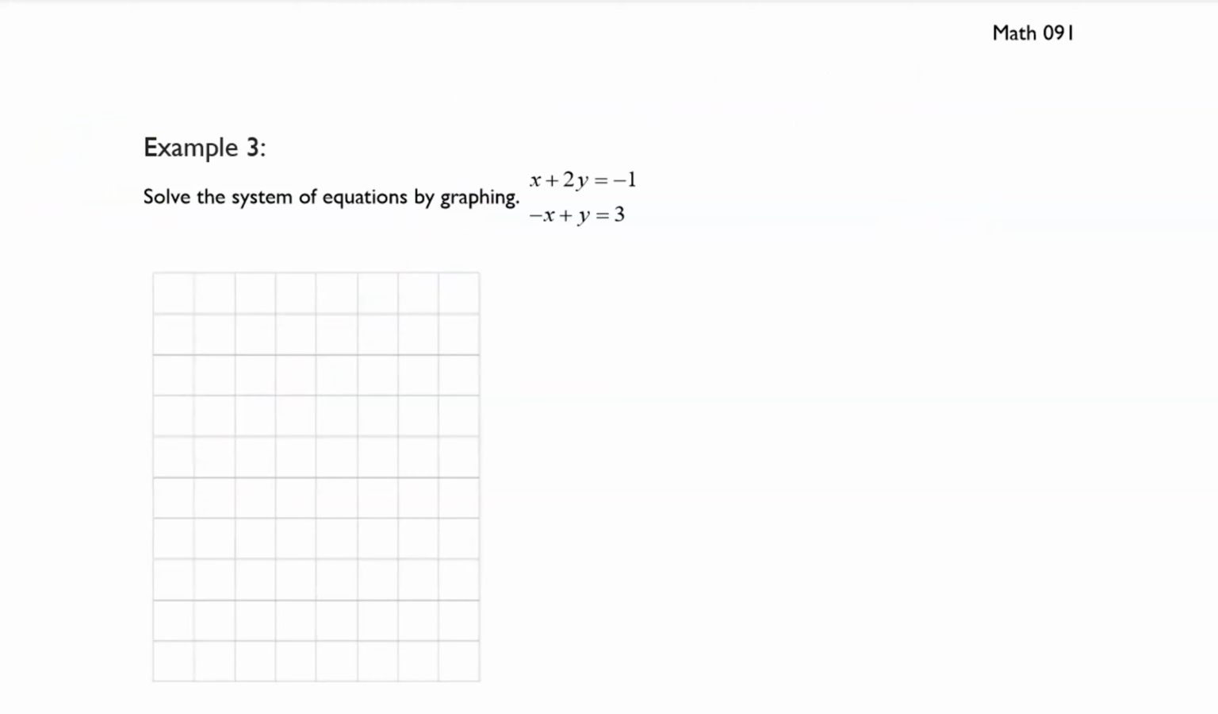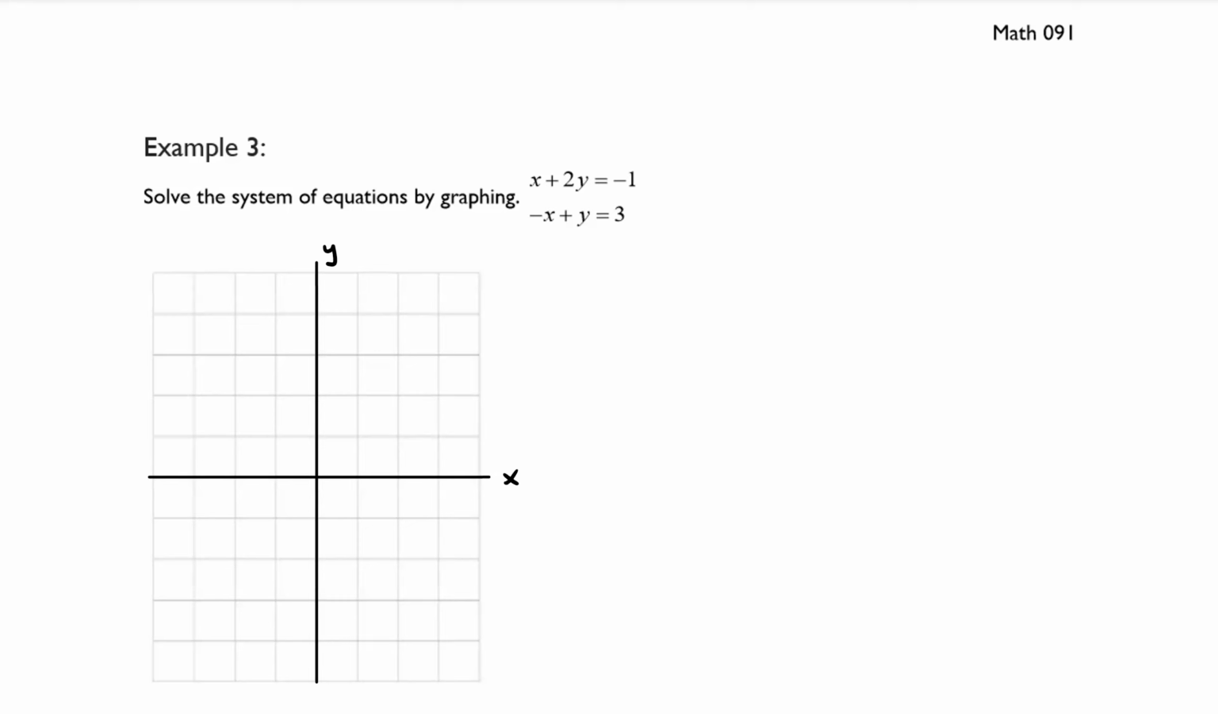Example 3 wants us to solve the system of equations by graphing x plus 2y equals negative 1 and negative x plus y equals 3. I'm going to throw on my axes really quickly. So there are my x and y axis.